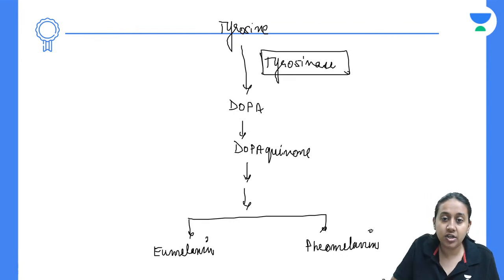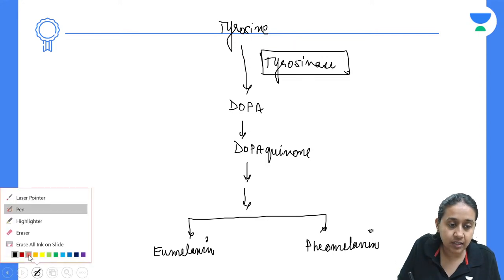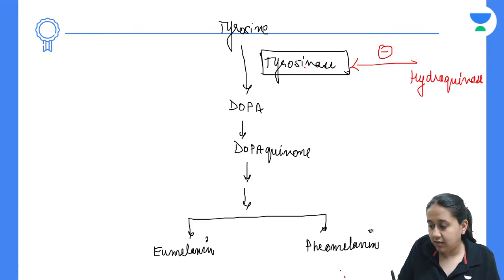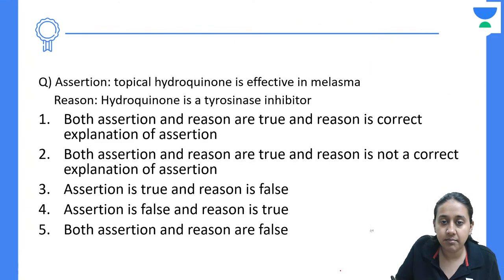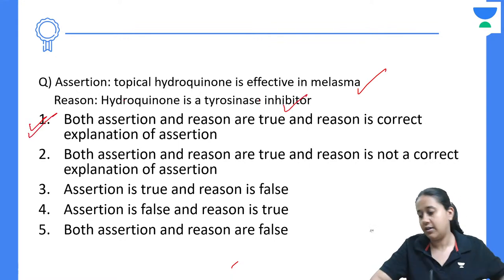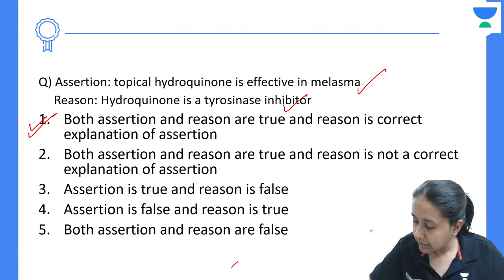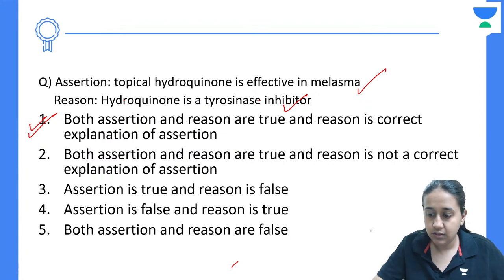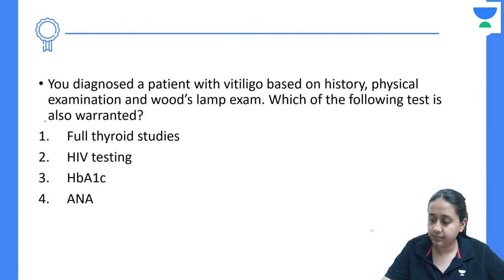Now for reducing the production of pigment, you need to inhibit this enzyme, and that is done by hydroquinone. So no enzyme, no pigment, there will be improvement in the melasma. So topical hydroquinone is effective in melasma, correct. The reason is because it is a tyrosinase inhibitor, so both of these are right. Clear? I hope no one has any confusion about this. Next question.